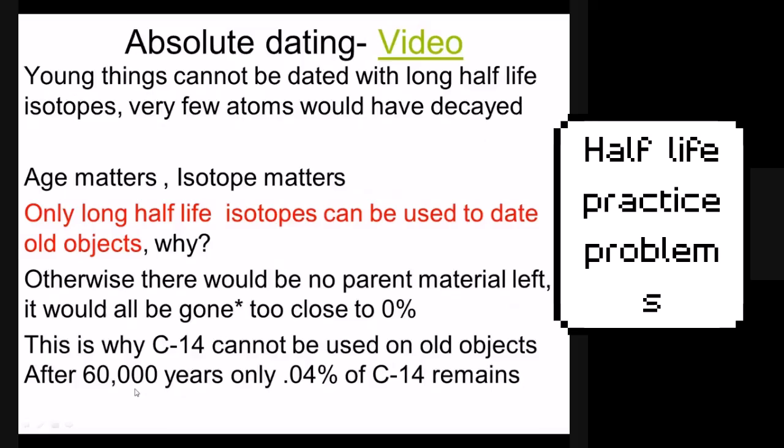But what about really young objects? So you probably couldn't use uranium-238 to date a bone that was only 10 or 100 years old. Just none of the uranium would have decayed, let alone the fact that there might not even be uranium inside the bone to begin with. So you can't use really, really long half-life isotopes to date something that's very, very young. You would need a short half-life isotope like perhaps carbon-14 or something even shorter.